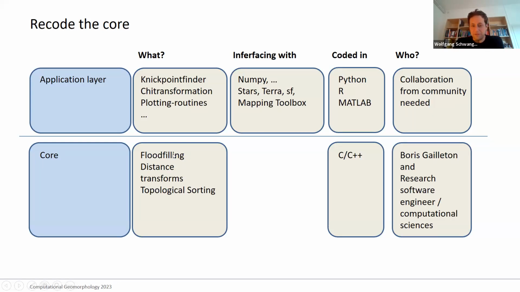These functions are flood filling. There are some functions that need to do distance transforms and topological sorting. Okay, and the idea would be to develop a numeric core in C or C++, and that is what a research software engineer, in collaboration with the computational scientists who are involved in that project, would be dealing with. And I've put also here Boris. I'm not sure whether Boris is around here, but we have some ongoing collaboration, and I hope for his input also here, because I'm actually not a C or C++ programmer.